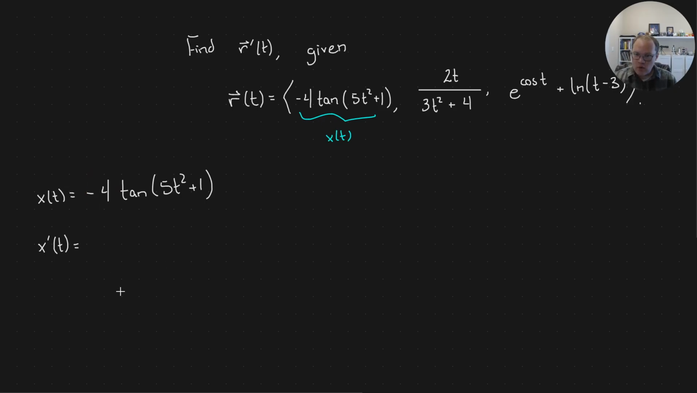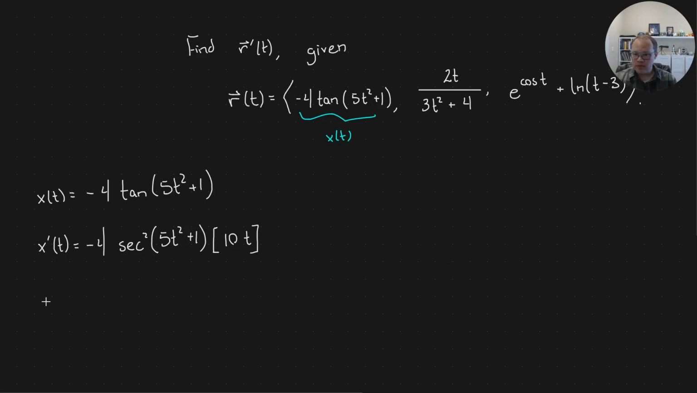So first off, -4 is a constant in front. It comes along for the ride. Derivative of tangent is secant squared. Okay, make sure you keep the inside the same. We do need a chain rule here because it's not just tangent of t, right? It's tangent of something else. Whenever that happens, we need a chain rule. Okay, so now I'm going to multiply by the derivative of the inside. Derivative of 5t squared plus 1 is 10t.